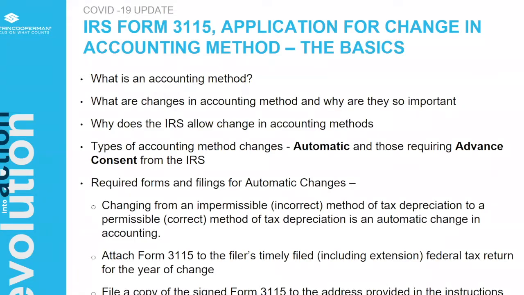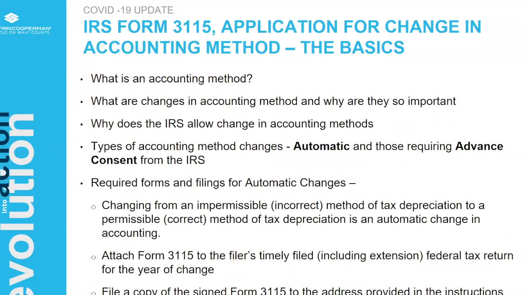What are changes in accounting method and why are they so important? Well, changes in accounting methods usually involve changing from an incorrect method to a correct method, or from one correct method to another correct method. Changes in accounting methods are important for a variety of reasons, including they can allow us to take deductions in the current year that were missed in prior years closed by the statute of limitations, and can provide audit protection.